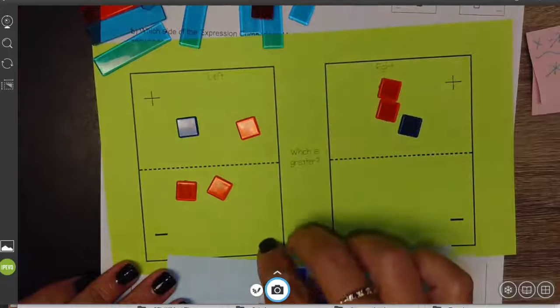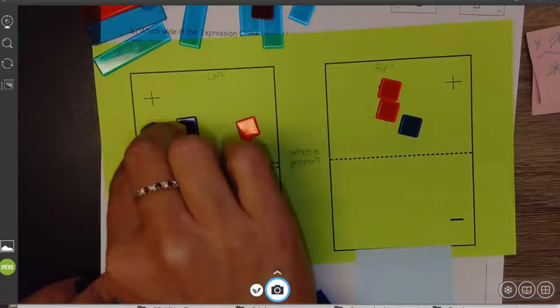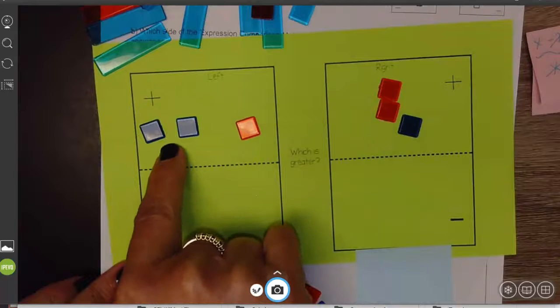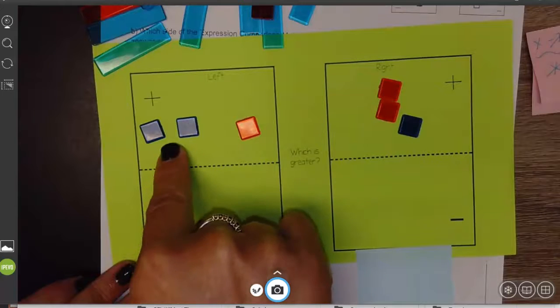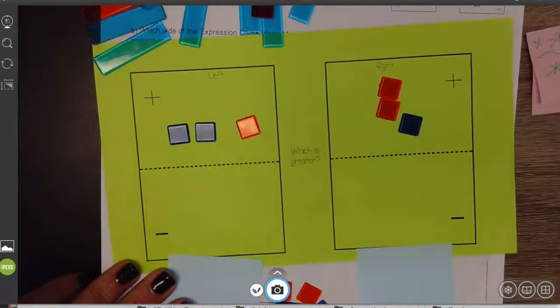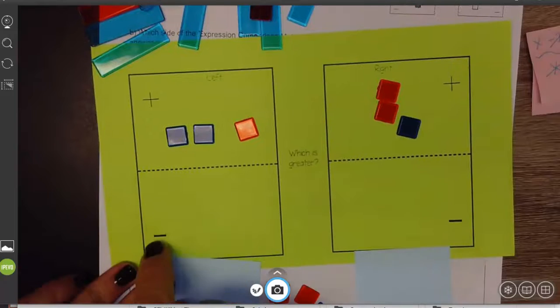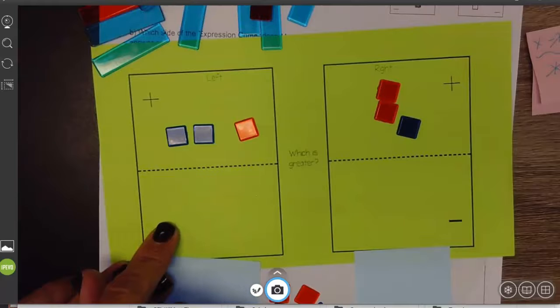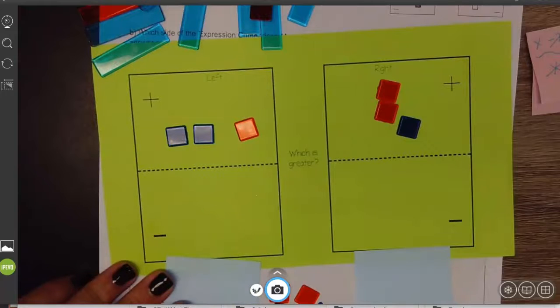So we call this the flip, where we would actually take those tiles, move them up to the appropriate sign or value place, and then flip the tiles over. Mine don't flip. So you flip from the negative region to the positive, or you can actually go positive to negative also. Then you can look at which side is greater.